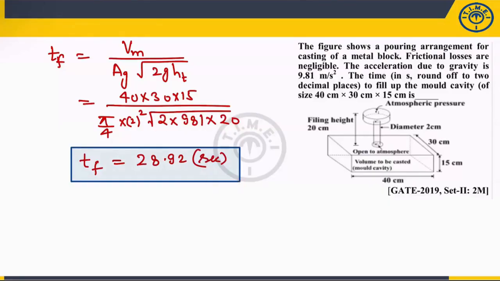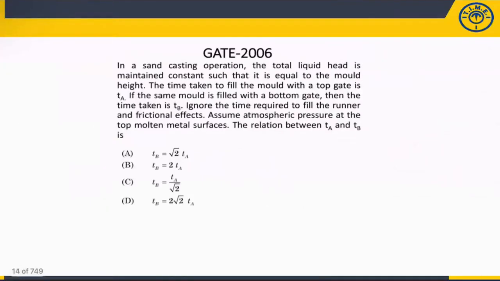Once you have solved the problem, read the last statement of the question. They are asking in seconds, so the answer is 28.9. Clear? You can divide by 60 only, you will get the answer. Okay, fine. Now, GATE 2006, the standard result, which I have already discussed.